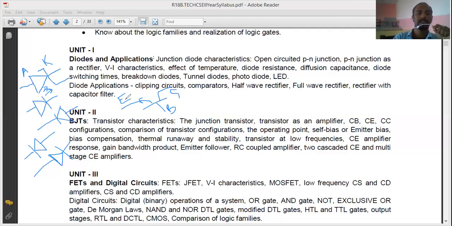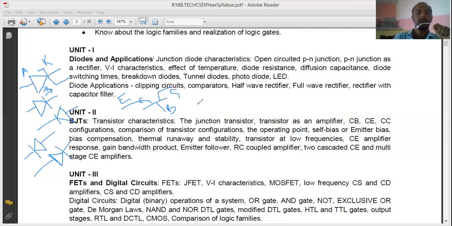So that is the simple understanding of the names: why emitter, why collector, and why base. Some charge carriers flow through the base, but the majority of them flow to the collector. So that is the simple understanding of a transistor.